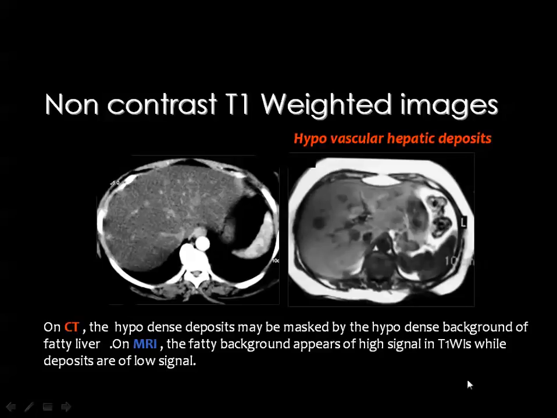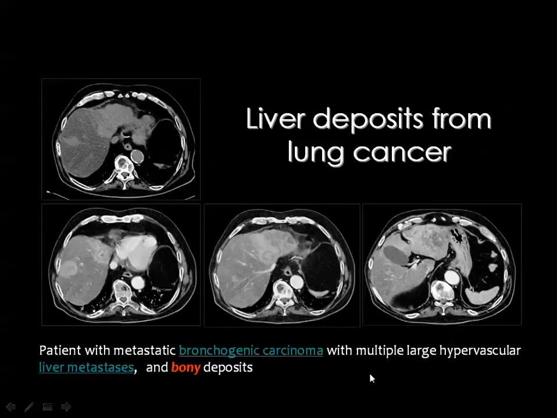But in the MRI, the fatty liver will be bright, while the metastatic deposits will be black because of the water content. Then you can easily detect the metastatic deposits without contrast injection on the background of the bright fatty liver. The detection of metastasis in the fatty liver is somewhat difficult, especially by the CT scan. And here you can see an example.